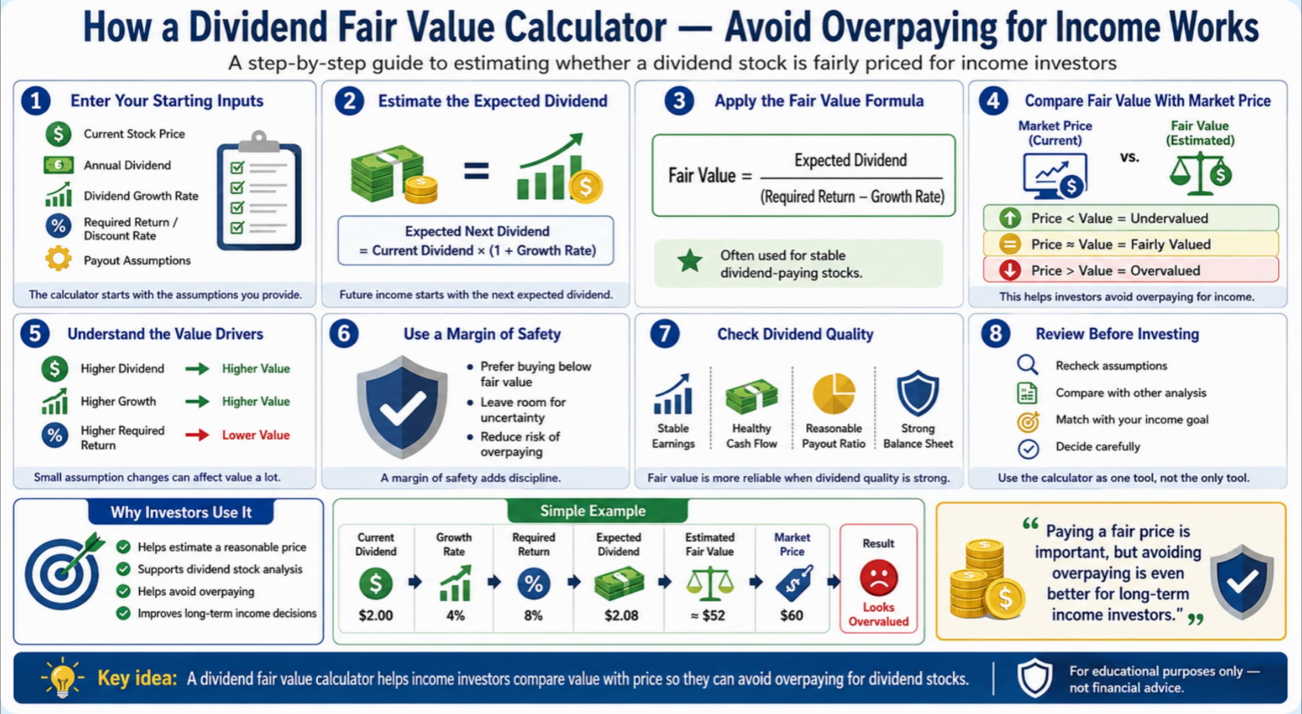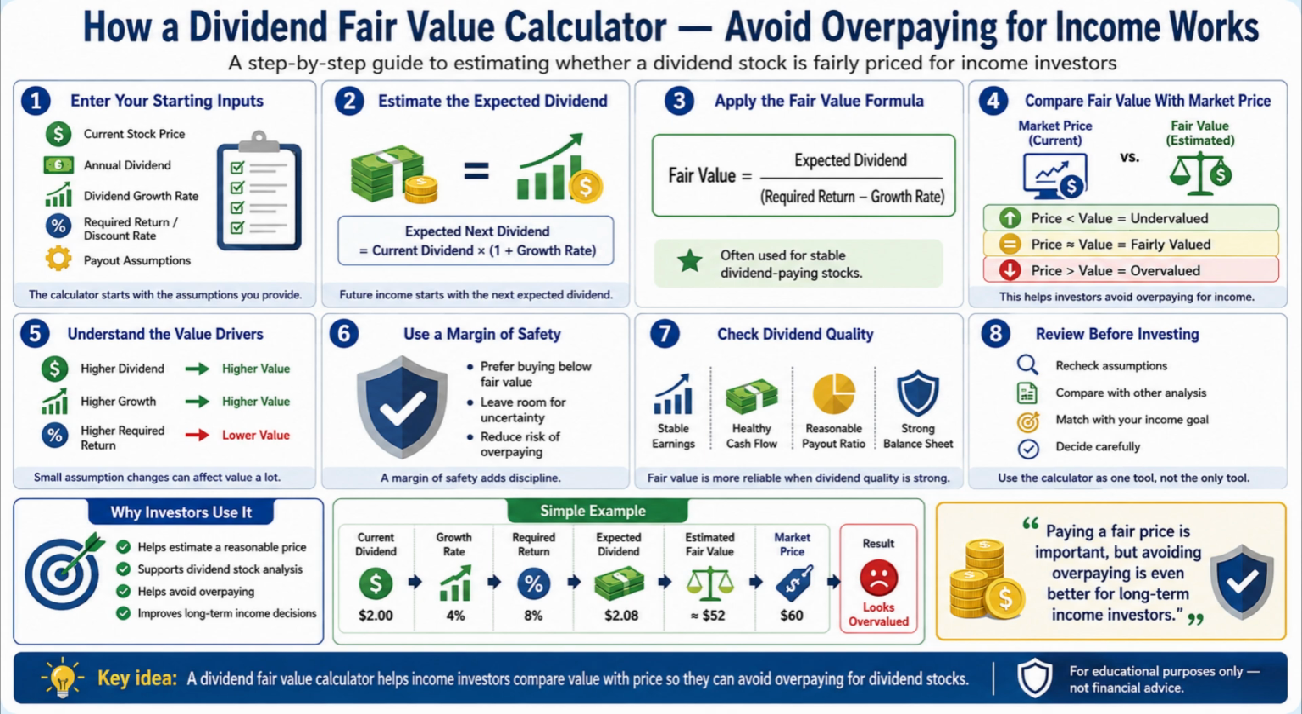At the same time, it is important to understand the main value drivers. A higher dividend usually increases fair value. Similarly, a higher dividend growth rate can also raise fair value. However, a higher required return lowers fair value, because investors demand more return for the risk they are taking. So, even small changes in assumptions can affect the result a lot. In addition, investors should use a margin of safety. Instead of buying right at the estimated fair value, many investors prefer buying below that level. This leaves room for uncertainty, reduces the chance of overpaying, and adds more discipline to the investment decision.